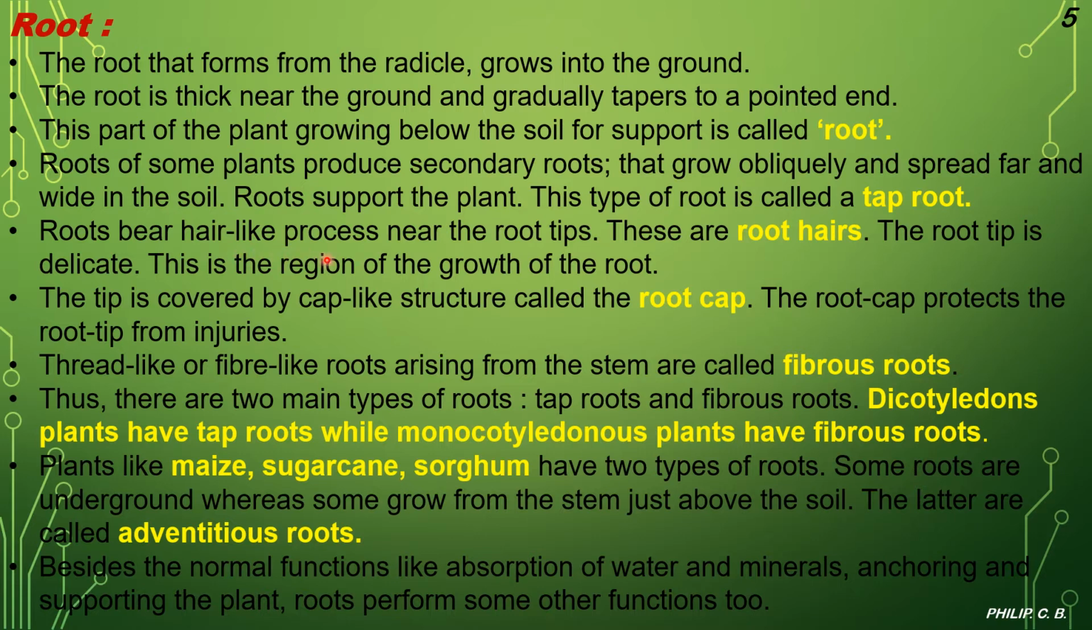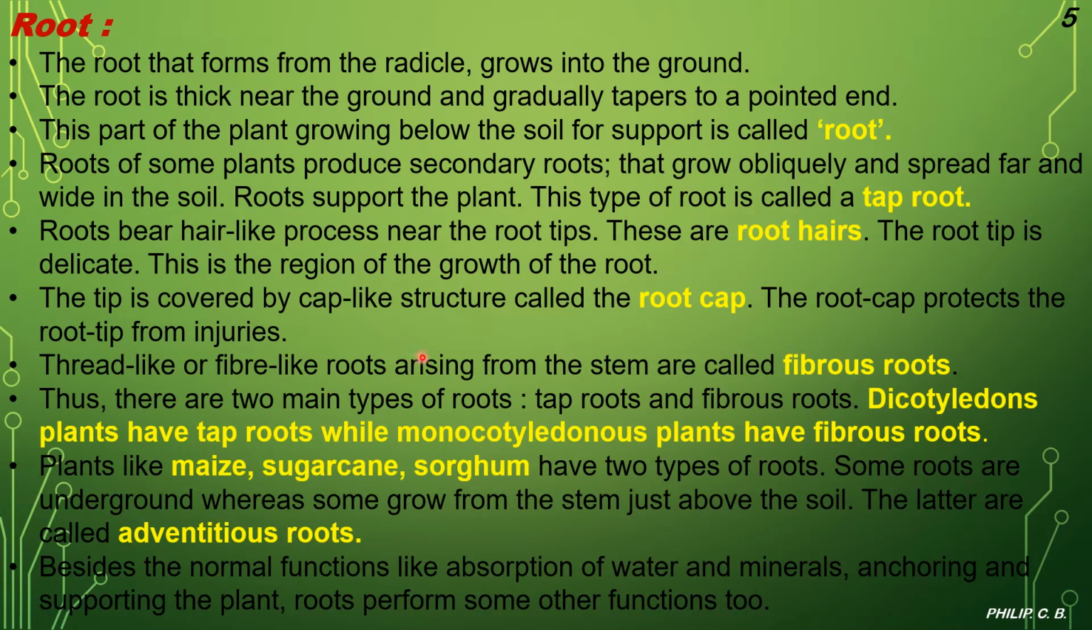Then root bears hair-like process near the root tips. These are root hairs. The root tip is delicate. This is the region of the growth of root. So root hairs are present as you have seen in the earlier image, and root tips are present which continuously grow deeper and deeper into the soil in search of water and nutrients. The tip of the root is covered by a cap-like structure called root cap. The root cap protects the root tip from injuries. As I mentioned, root tip is very delicate. So to protect them as they move deeper and deeper into the soil, as you know it is very rough, this root cap protects them.